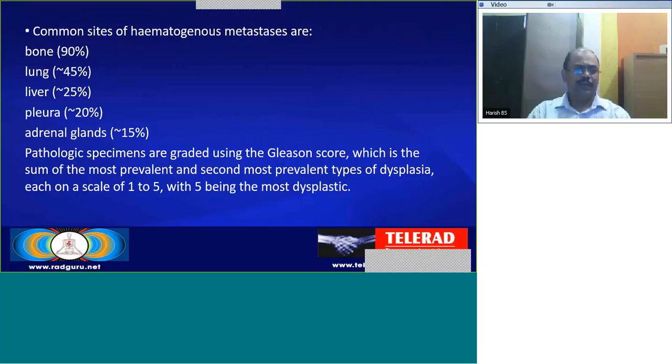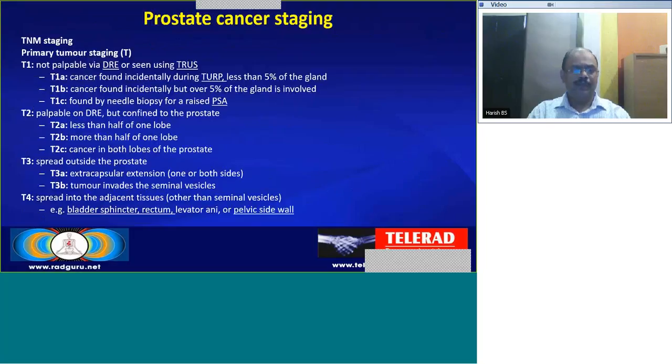The pathological specimens are generally graded using the Gleason score, which is the sum of the most prevalent and second most prevalent types of dysplasia, each on a scale of 1 to 5, with 5 being the most dysplastic and carrying the poor prognosis. Next, we come to the staging of the prostate cancer.